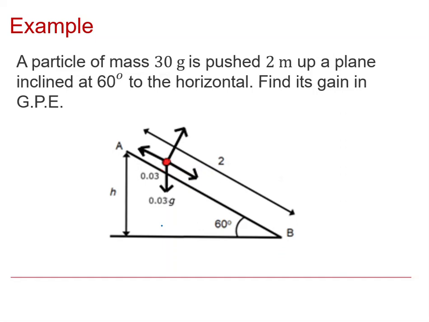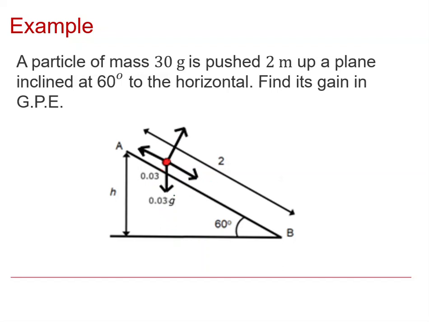Now let's look at a simple case here which does no more than apply the principles. We've got a mass of 30 grams. You must convert that to standard units, so on the diagram it appears as 0.03. There you are, that's the mass, and this is the weight. It's on a slope and it's being pushed up it, so there must be a force to push it up. There will be perhaps resistance forces, there'll be a reaction from the plane.